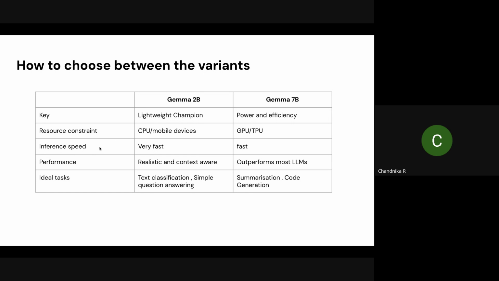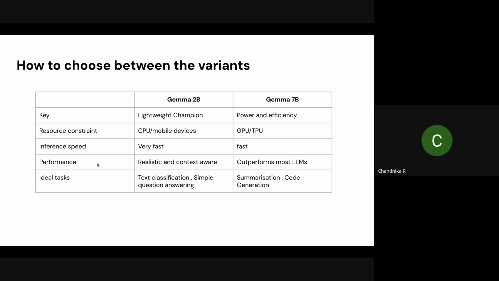And in terms of inference speed, 2B is super fast, and compared to 7B, it's a little faster. I mean, 7B is fast, but on comparing both of these, 2B is faster. In terms of performance, the 2B models are realistic and context aware. They can give decent results. But compared to 2B, Gemma 7B outperforms most of the LLMs, as we saw. Even Mistral, for most of the tasks, it has an upper advantage.